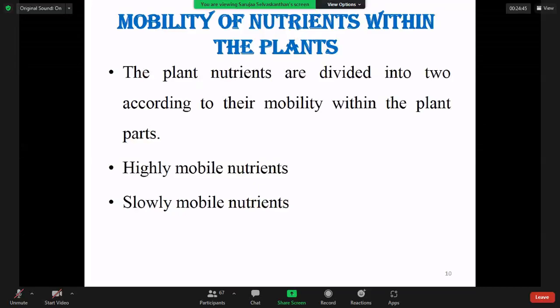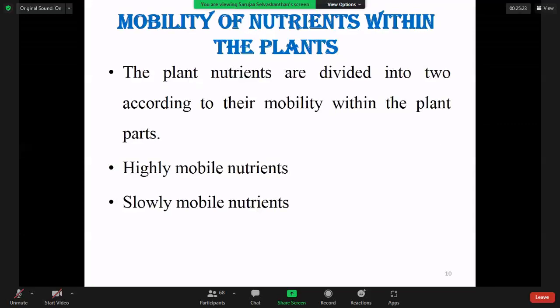Also mobile. In the case of mobile, it has the same meaning. Mobile means transportation. Some nutrients are transferred from the older part to the younger part. Some nutrients can't be. Some nutrients from the older leaves can be transported to the newly emerged leaf, and some can't. According to this, we classify them as highly mobile nutrients and slowly mobile nutrients. Highly mobile means they can be transported from the older one to the new one.